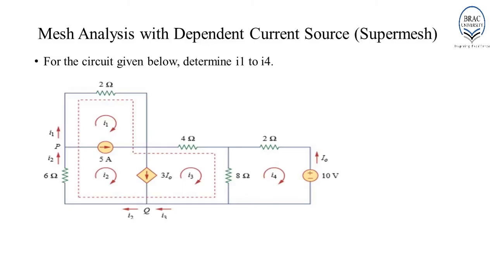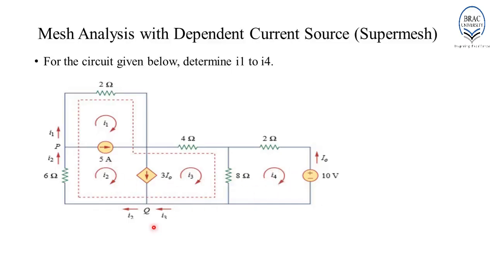Mesh analysis with dependent current source. In this particular network, we have one independent voltage source, one independent current source, and a dependent current source. Over here, we have 4 closed loops. Thus, we need to assign a distinct current in the clockwise direction to each of these 4 loops.